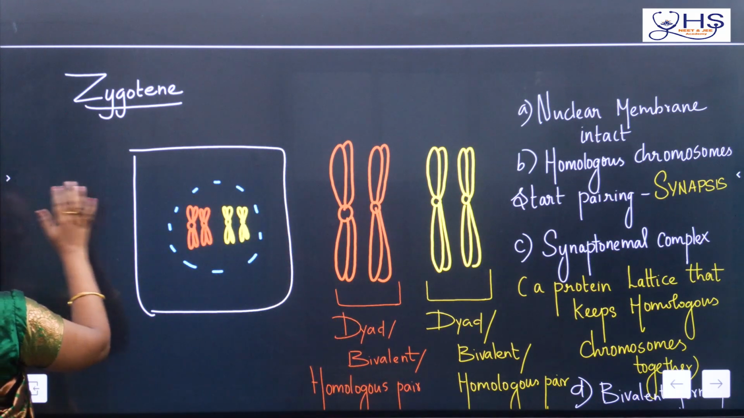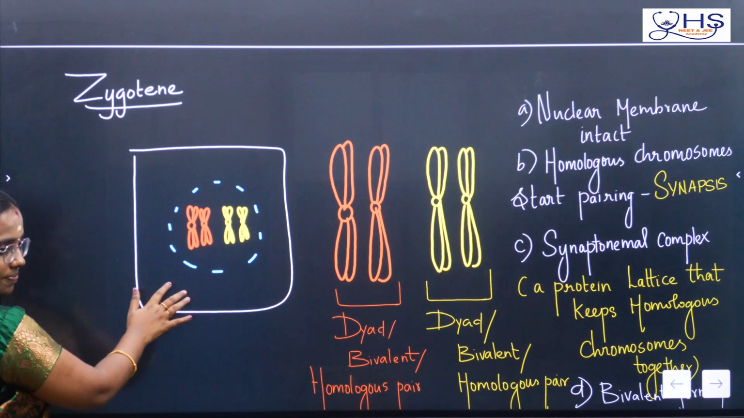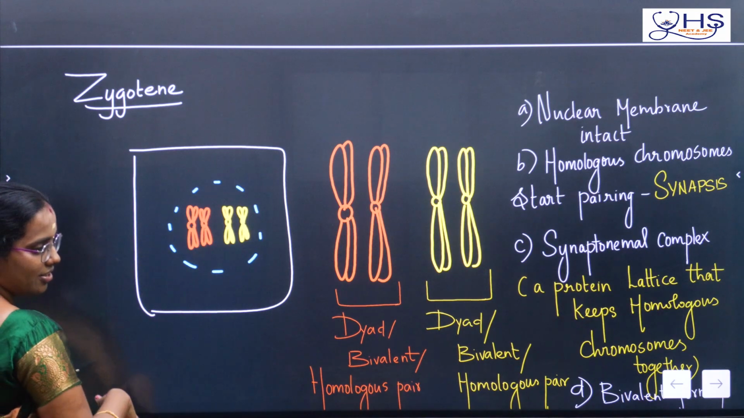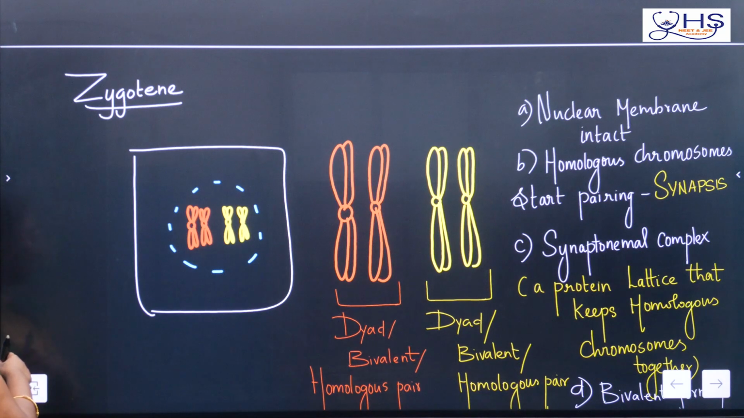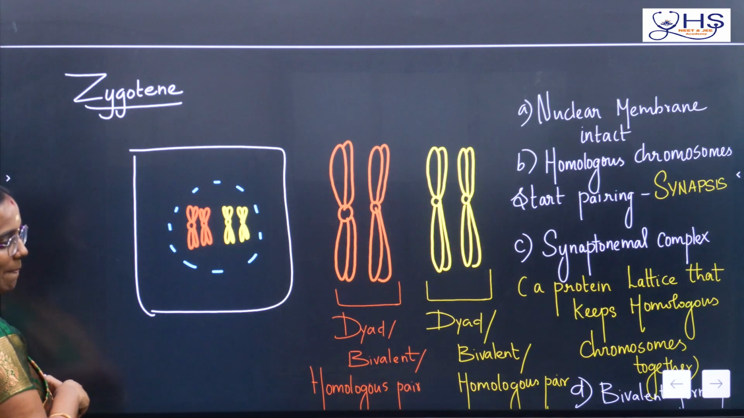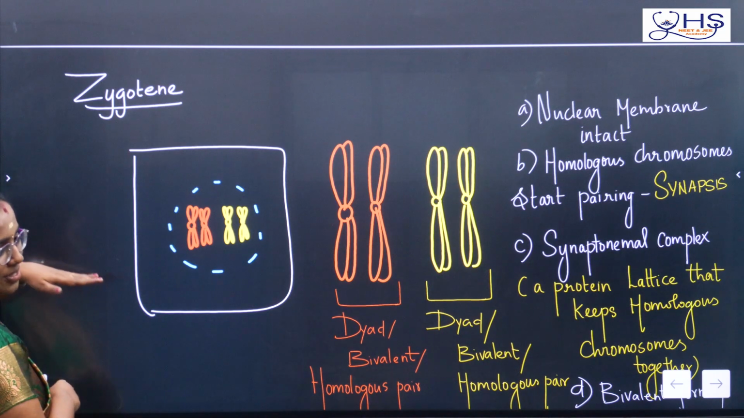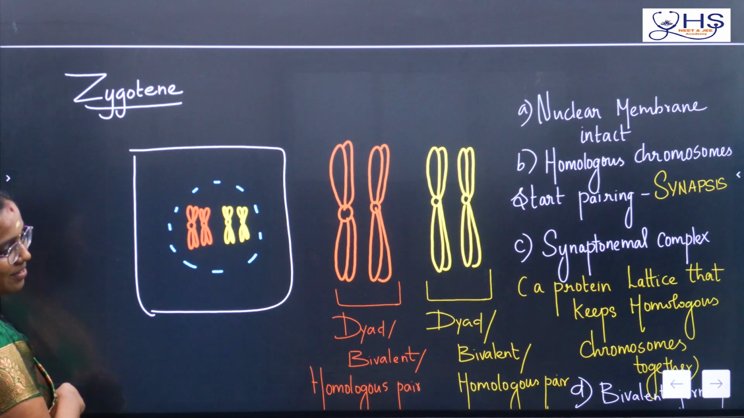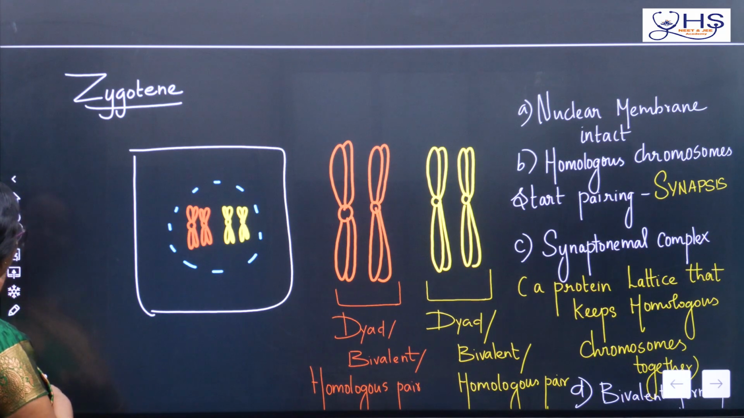So far clear? You can see here the nuclear membrane is intact. We are in which phase, Nityashri? Zygotene comes under which phase? Prophase 1. Prophase 1 comes under which phase? Inside meiosis 1?